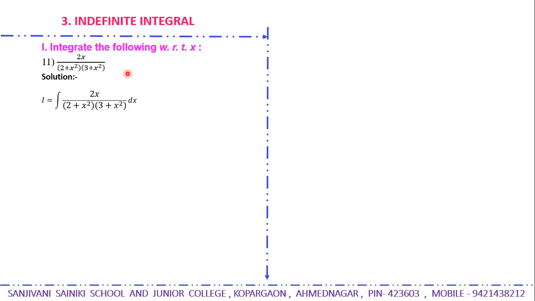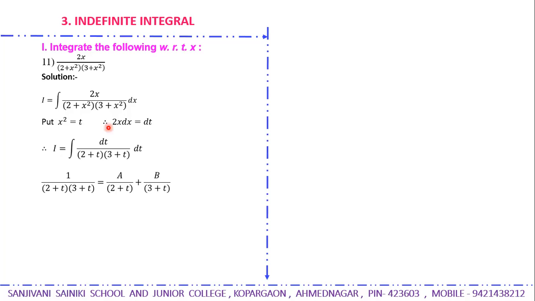Now 2x upon 2 plus x square into 3 plus x square. If you see, the derivative of x square, that is 2x, is present in the numerator. So here definitely we will use the substitution. x square is equal to t, so 2x dx is dt. So we got the simplest partial fraction here.